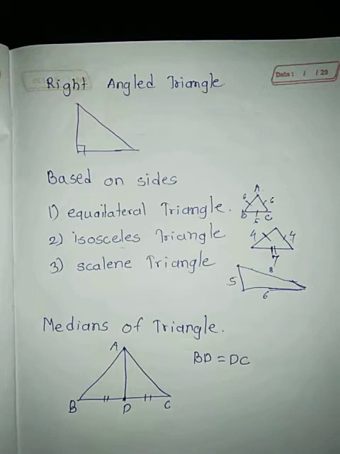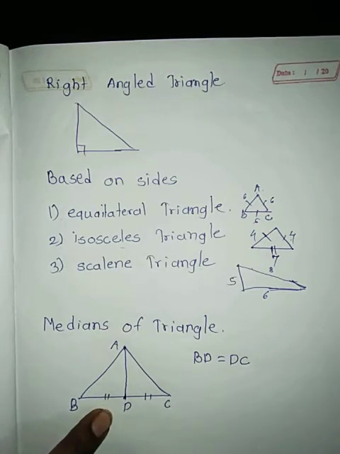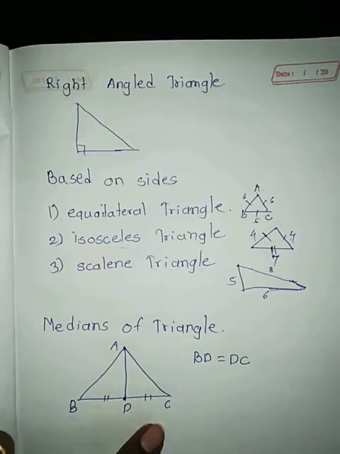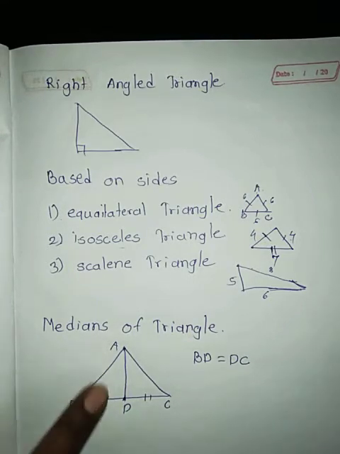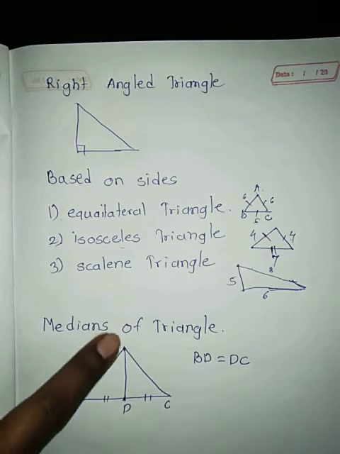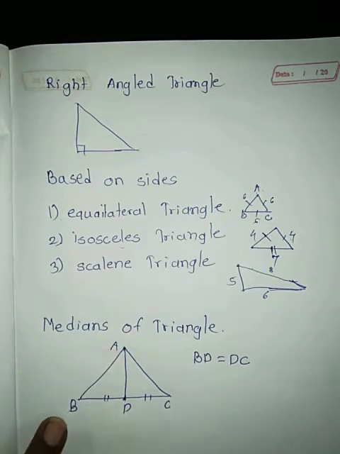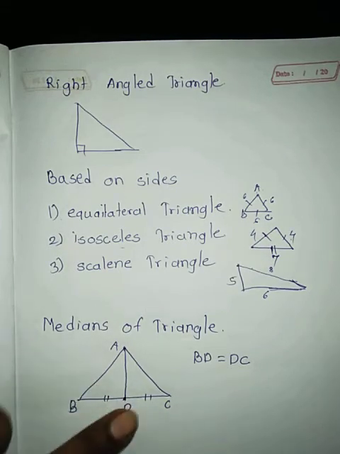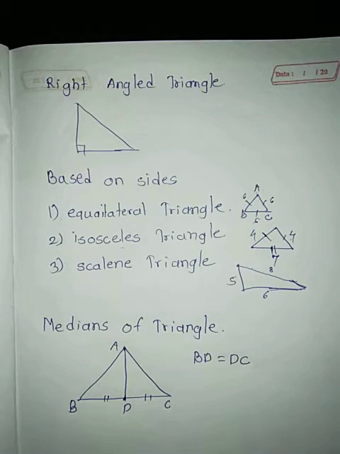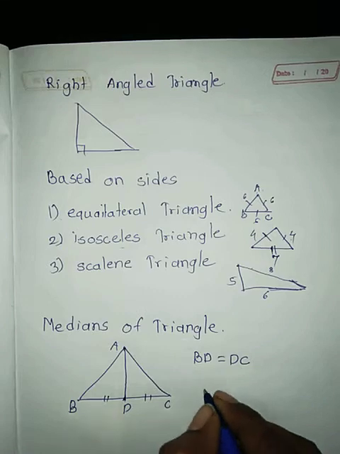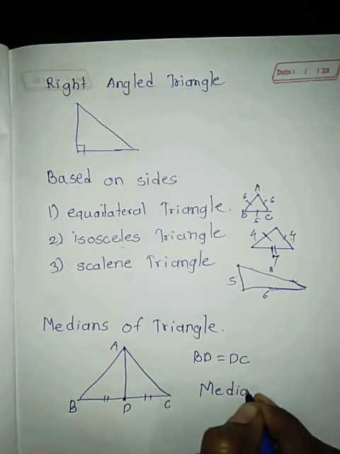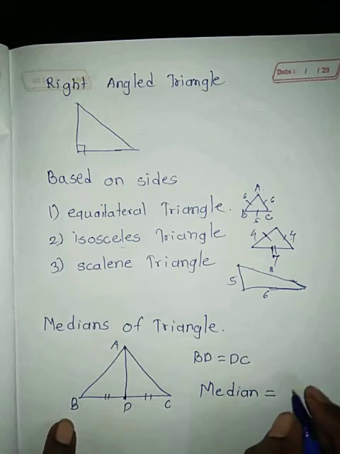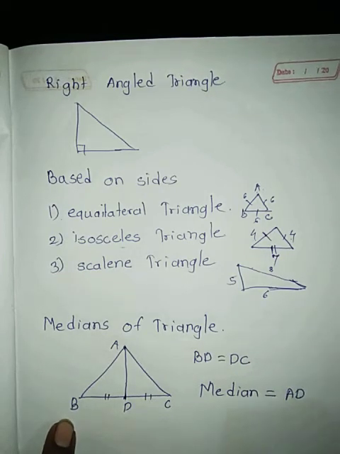Median is nothing but a line segment AD joining the midpoint of BC to its opposite vertex. The line segment which will join the midpoint of BC to its opposite vertex A is called a median of a triangle. So the median is AD.